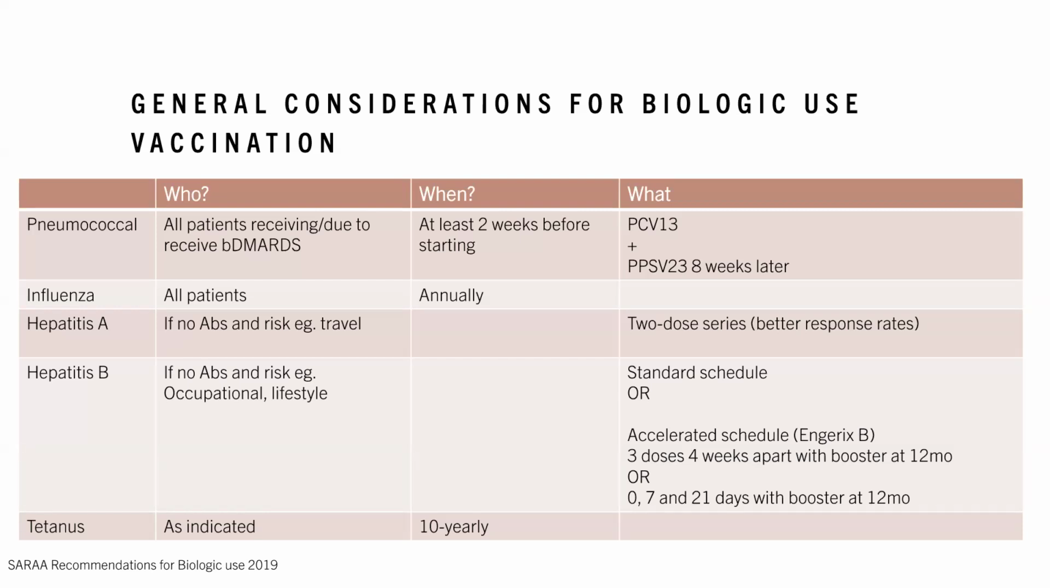And then obviously Hep A and Hep B, if the patients are non-immune, it really depends on what their risks and exposures are. So if they're going to be traveling then you should vaccinate. If anyone has a risk for Hep B and they're Hep B surface antibody negative, you should generally vaccinate them. There are different schedules you can use. You can use an accelerated schedule to try and get them vaccinated as quickly as possible, if you want to use a biologic soon. That's where I'll leave it for now.